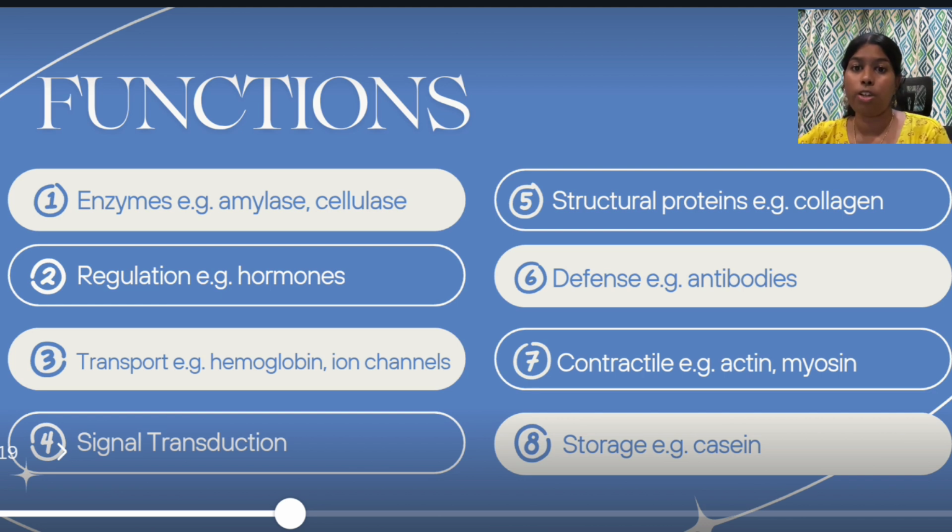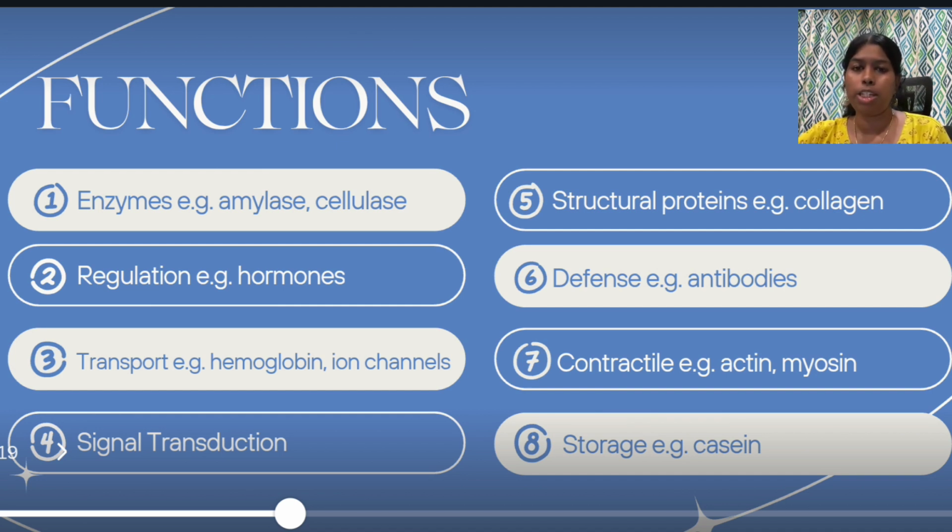Then we have the regulatory proteins, which regulate gene expression and translation processes, such as transcription factors and hormones like insulin. Then we have defense proteins that protect the body from pathogens, for example, antibodies. Contractile proteins help in movement. Storage proteins help in storing amino acids or essential ions.